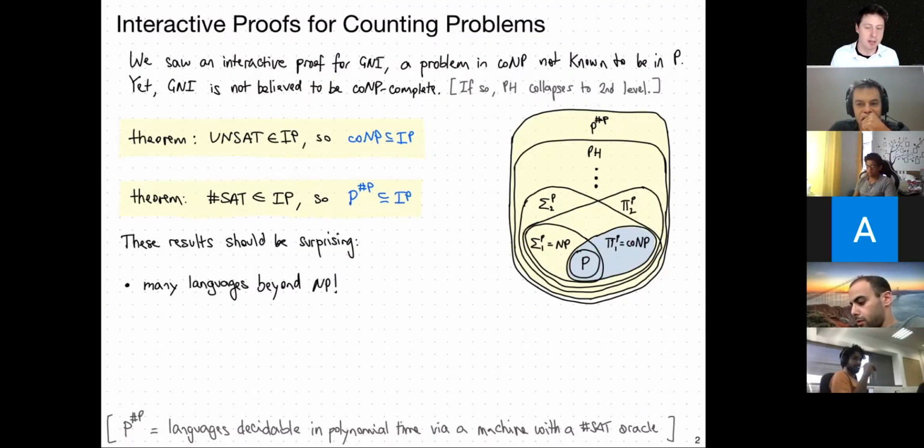For example, in the second level of the hierarchy, there is the circuit minimization problem, where you're deciding whether a given circuit is the smallest circuit that computes a function. That's an example of a problem that is above NP and co-NP, and we would have an interactive proof for that. So this is a pretty powerful result.